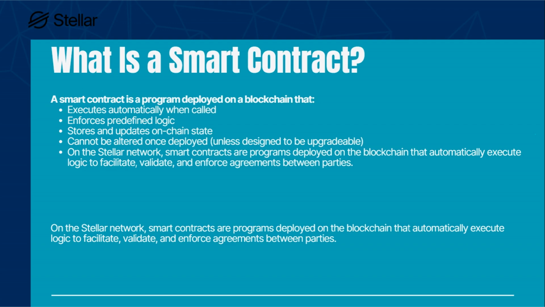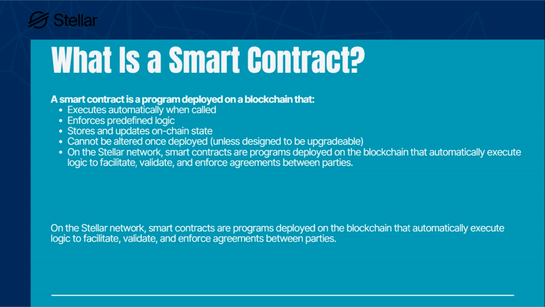Think of it as a digital vending machine. You put money in, select your item, and the machine automatically dispenses it without needing a human operator. Similarly, smart contracts execute predefined logic automatically without intermediaries. Let me break down the five key characteristics that define a smart contract.